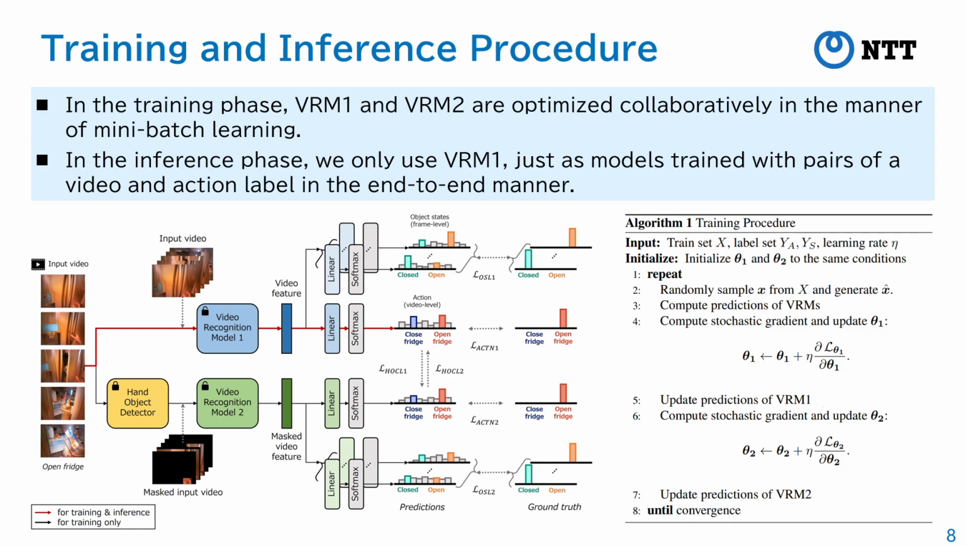In the inference phase, we only use Video Recognition Model 1. It means that models trained with our proposed method can predict action labels from only raw video, just as models trained with pairs of a video and action label in the end-to-end manner.